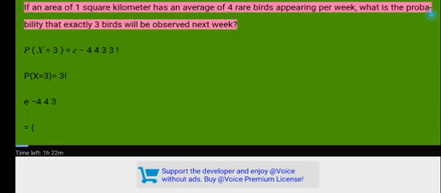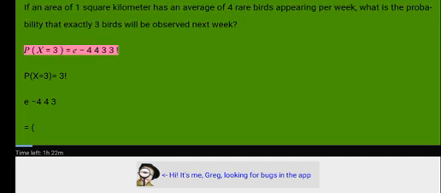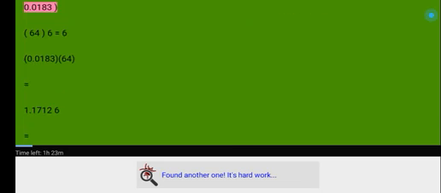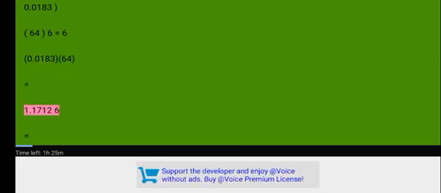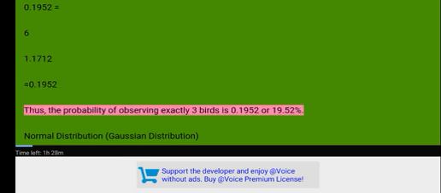Example calculation. If an area of 1 square kilometer has an average of 4 rare birds appearing per week, what is the probability that exactly 3 birds will be observed next week? P(X = 3) = (e^(-4) 4^3) / 3! = (0.0183 times 64) / 6 = 1.1712 / 6 = 0.1952. Thus, the probability of observing exactly 3 birds is 0.1952 or 19.52%.